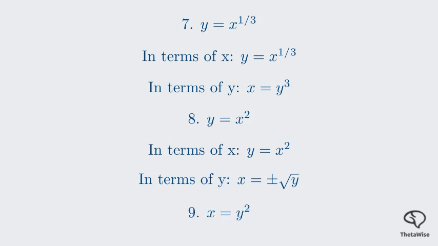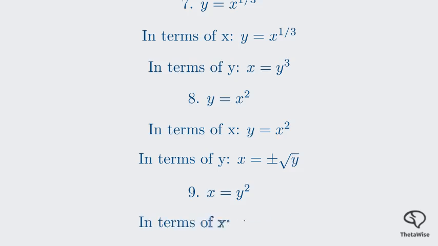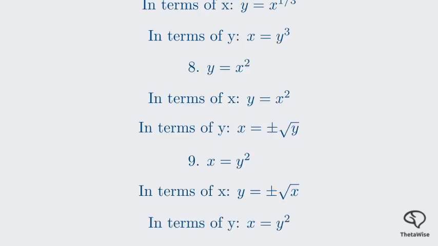Equation 9 is x equals y squared. This is a parabola opening to the right. We already have the x form. Taking the square root gives us the y form. y equals plus or minus the square root of x.